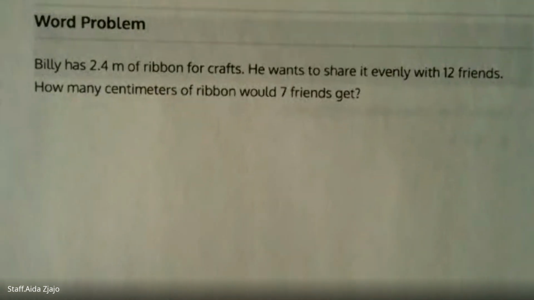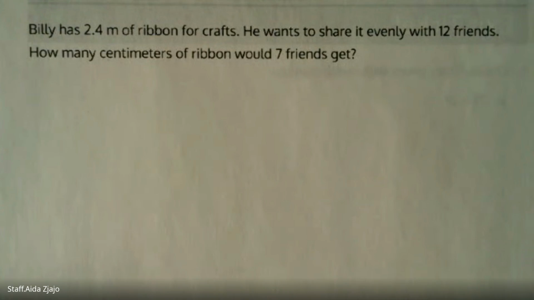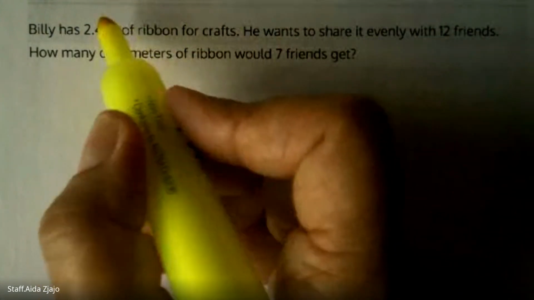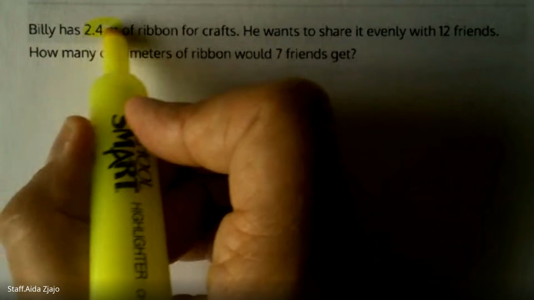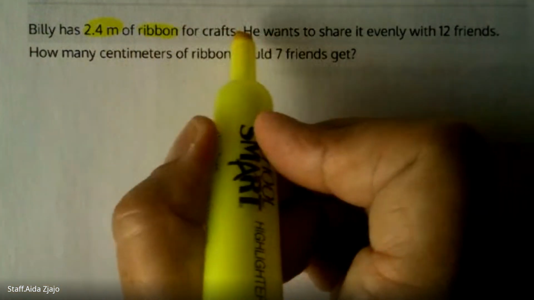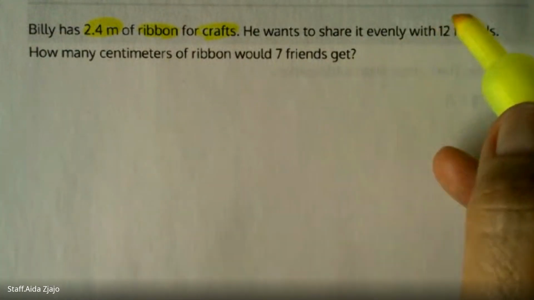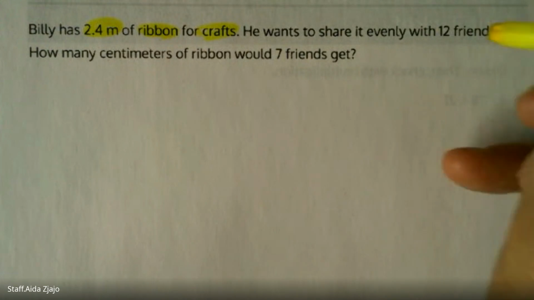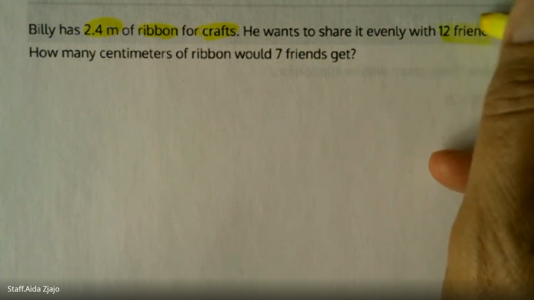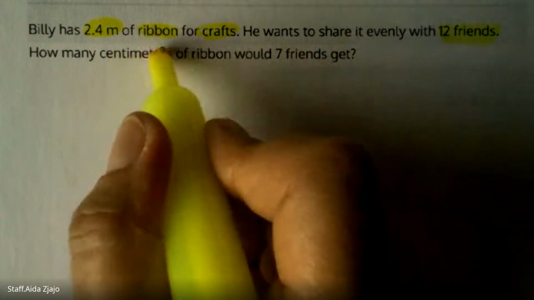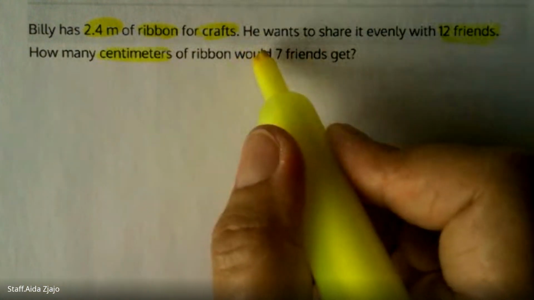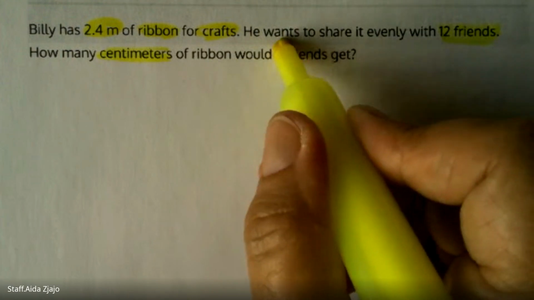Let's see what the story says. Billy has 2.4 meters of ribbon for crafts. He wants to share it evenly with 12 friends. How many centimeters of ribbon would 7 friends get?